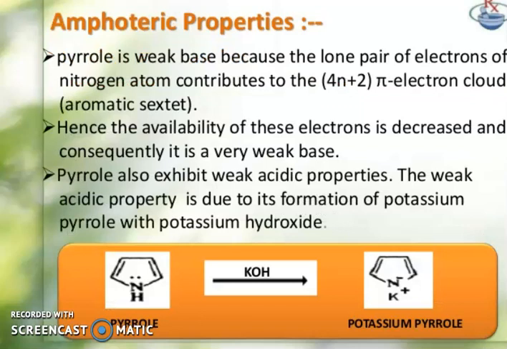Amphoteric properties. Pyrrole is a weak base because the lone pair of electrons of the nitrogen atom contributes to the 4n plus 2 pi electron cloud, the aromatic sextet. Hence the availability of these electrons is decreased and consequently it is a very weak base. Pyrrole also exhibits weak acidic properties. The weak acidic property is due to its formation of potassium pyrrole with potassium hydroxide.